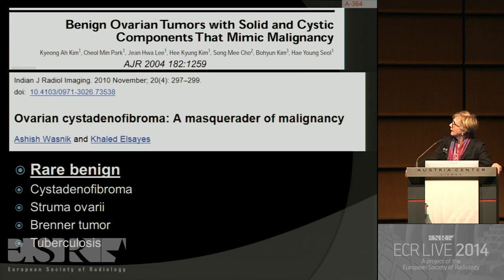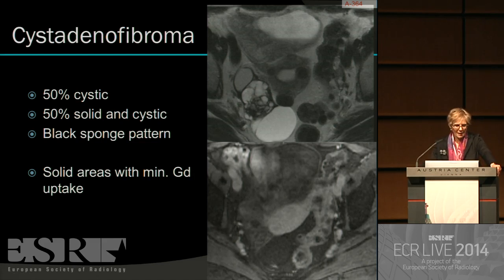has also been represented. There were case reports showing that there is a small number of benign lesions that mimic malignancy. These include cyst adenomas, stromal-ovary, Brenner tumors, and also tuberculosis. Out of these, particularly cyst adenoma has been described as a mimicker of malignancy. And cyst adenofibroma is a benign tumor that may present as a cystic lesion, but in 50% it presents as a solid and cystic lesion.